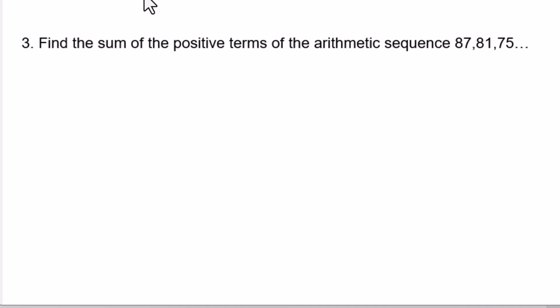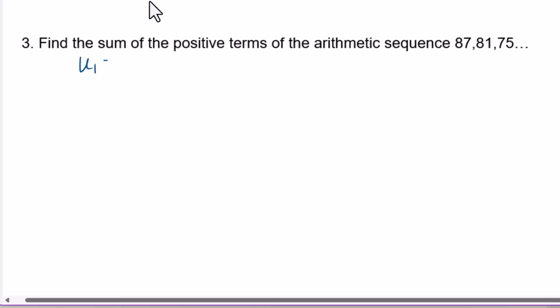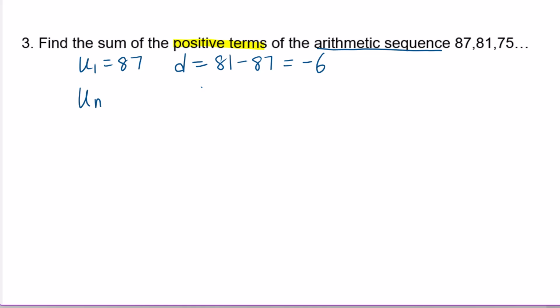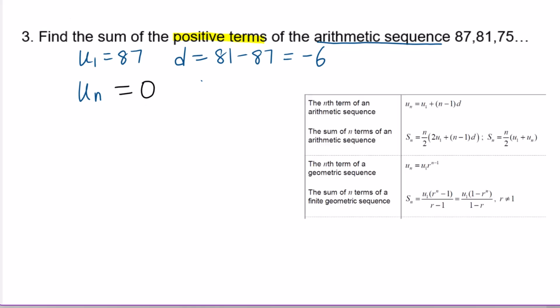Question 3. Find the sum of positive terms of the arithmetic sequence 87, 81, 75. From the given list, we know u sub 1 equals 87. Common difference equals 81 minus 87 equals -6. We will set up u sub n equals 0 to figure out this n. This is an arithmetic sequence, so we will use this formula. U sub 1 is 87 plus n minus 1 times -6 equals 0.